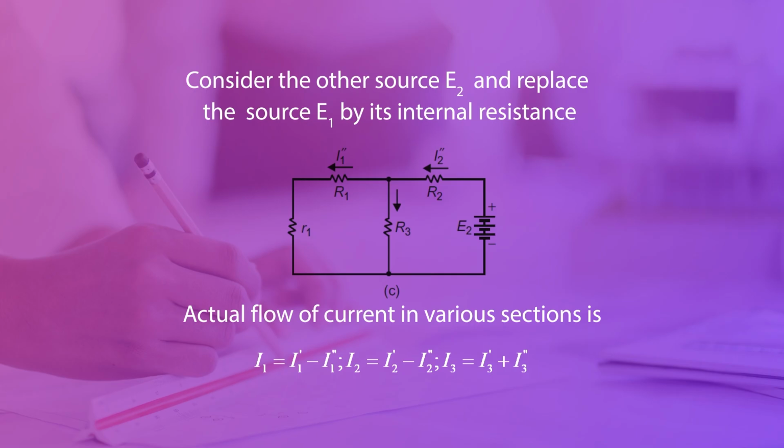Now you have to find the current flowing in resistance R3. It can be written as I3 equal to I3 dash plus I3 double dash. Here you will notice that in the I3 current, the summation of I3 dash and I3 double dash is taken because the direction of the current is the same when you are considering the two sources individually.